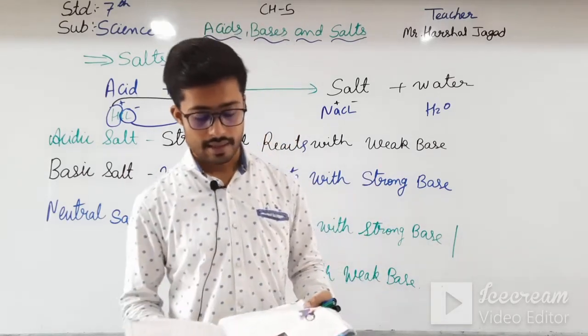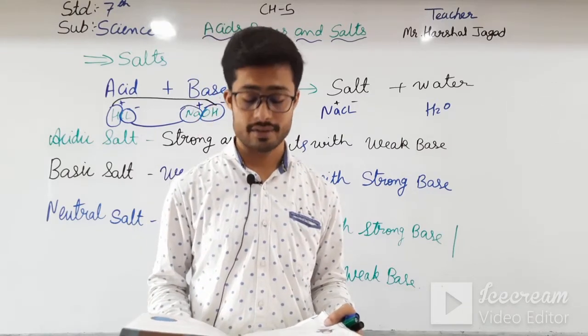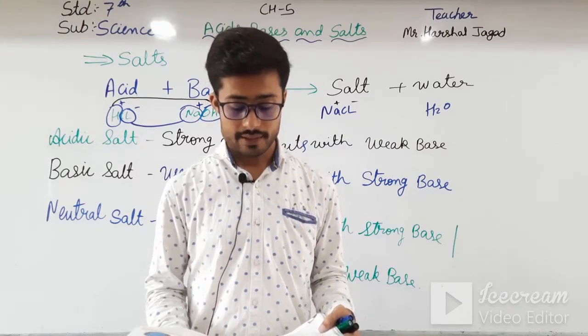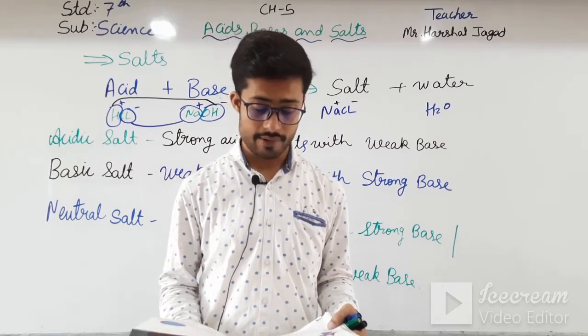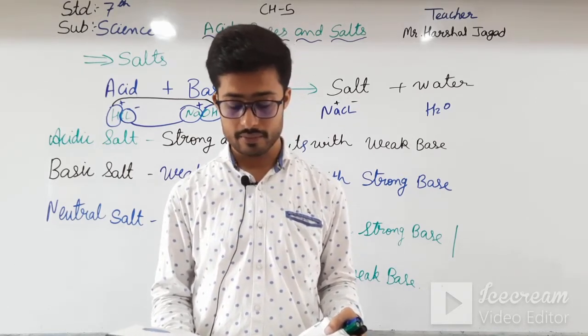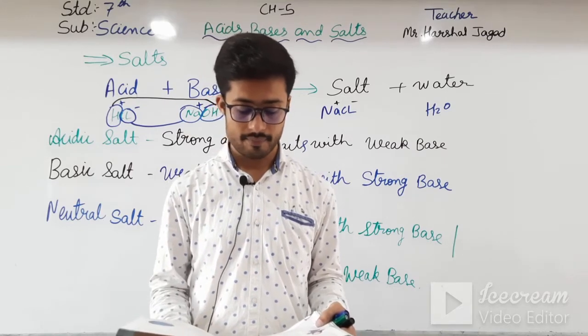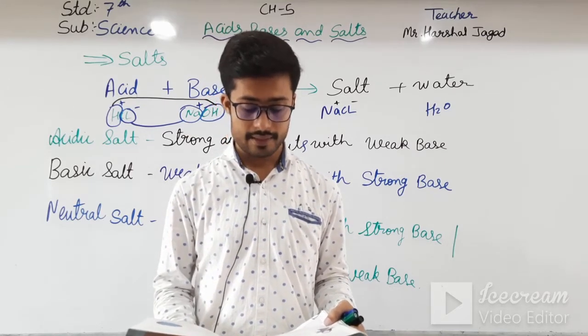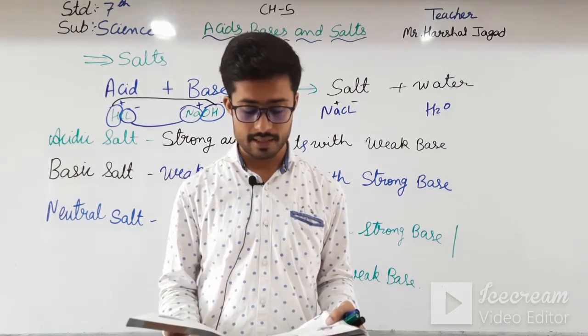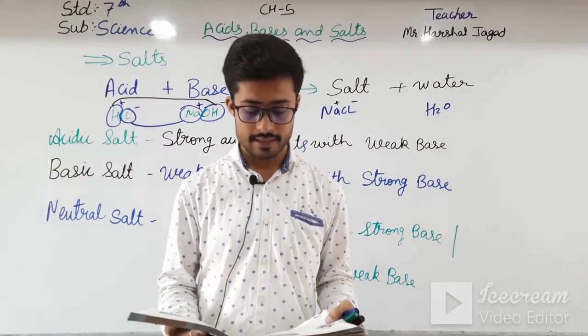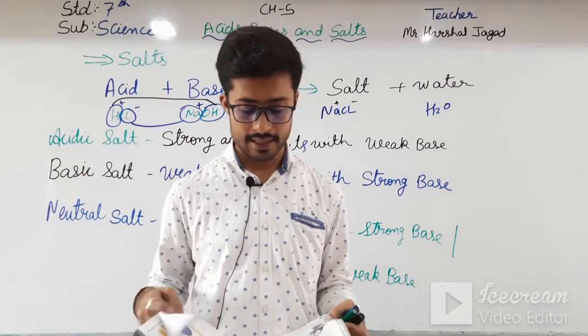Okay students, next is factory waste. Industrial waste may contain many acidic substances which, if left untreated and discharged into a water body, may harm aquatic life. A base such as slaked lime is generally used to treat the waste, neutralizing the acid before releasing it.